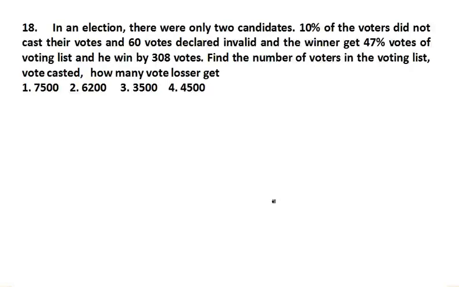Again it is asking you here, the real number is given in the invalid form, and the winner gets 47% vote of the voting list, and wins by 308 votes. So it is asking you voting list, votes cast, and what the loser gets. Sorry, it is asking you to calculate from the voter list, right? So the voting list, I'll assume it to be 100.